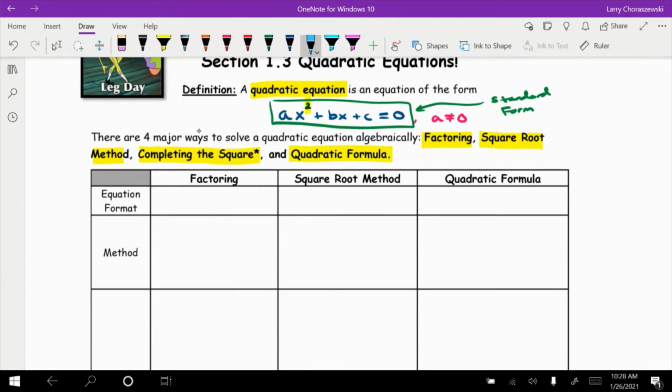And most people tend to elect doing the quadratic formula versus completing the square. All right, so we won't be doing this in class, but I will upload videos just so that you have an idea of what that technique is.